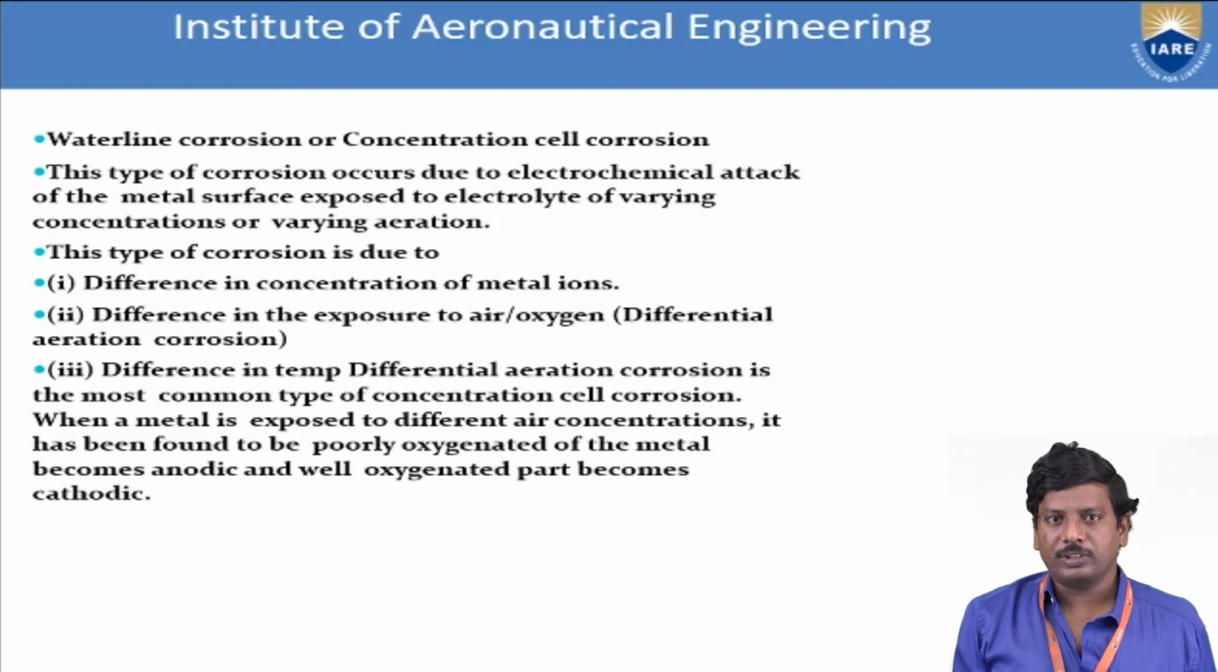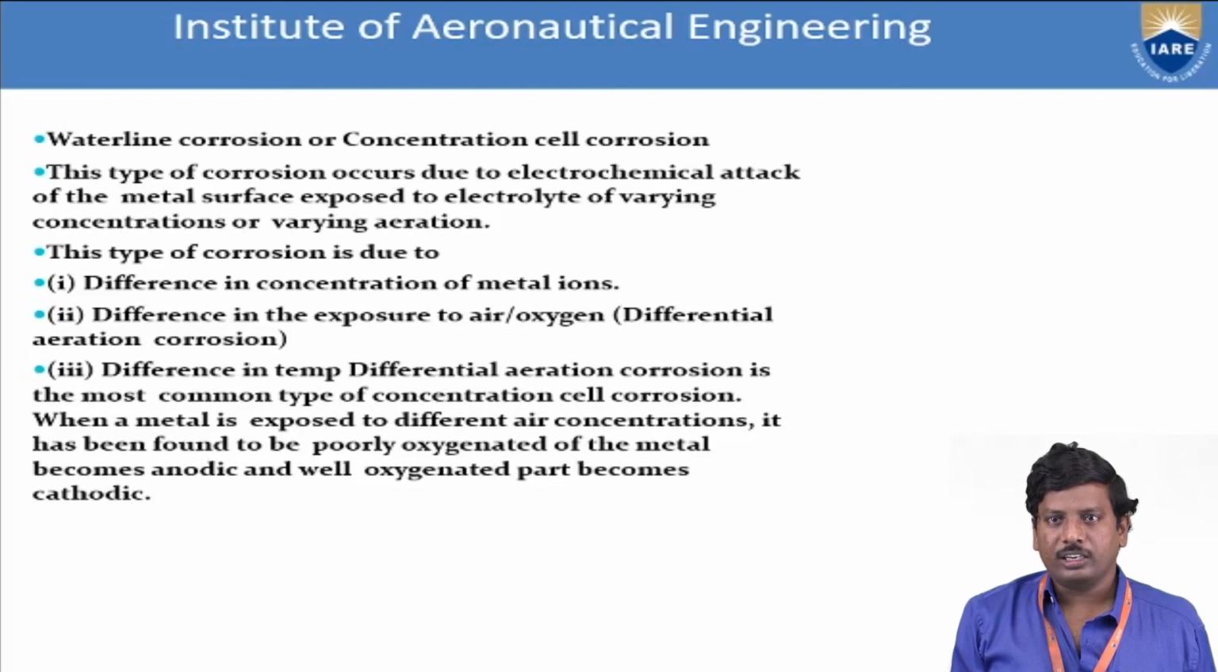Because of the presence of moisture, the bottom part of the tank absorbs less oxygen and can act as an anode. Whereas the top part of the tank can act as a cathode because of the absorption of dry atmospheric oxygen.